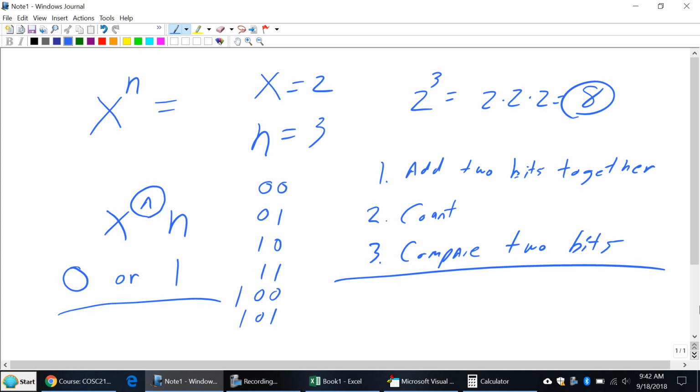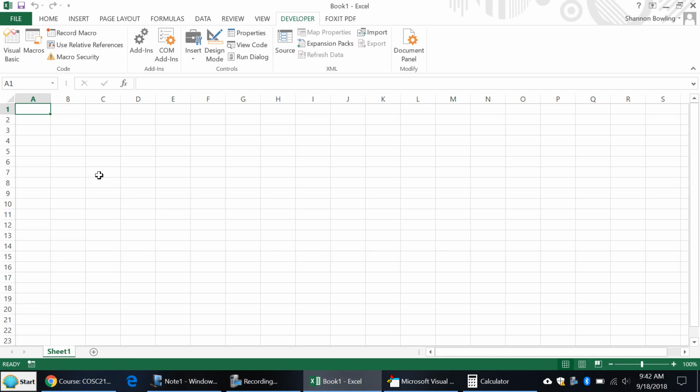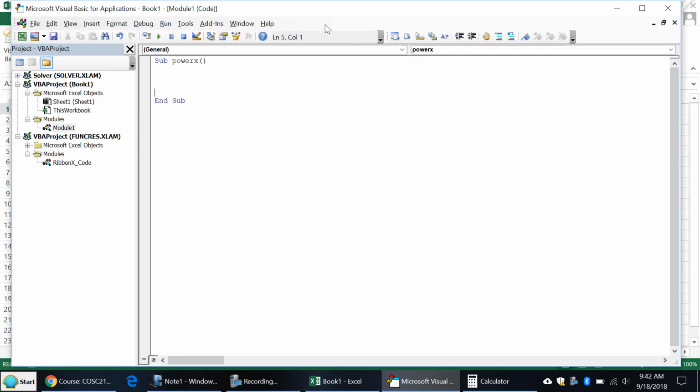Okay. So the first thing I want to do this morning is let's go ahead and open up this code, and we're going to write a really simple program that raises one number to a power. The first thing we're going to do is type in x is equal to input box, and I'm just going to say input x.